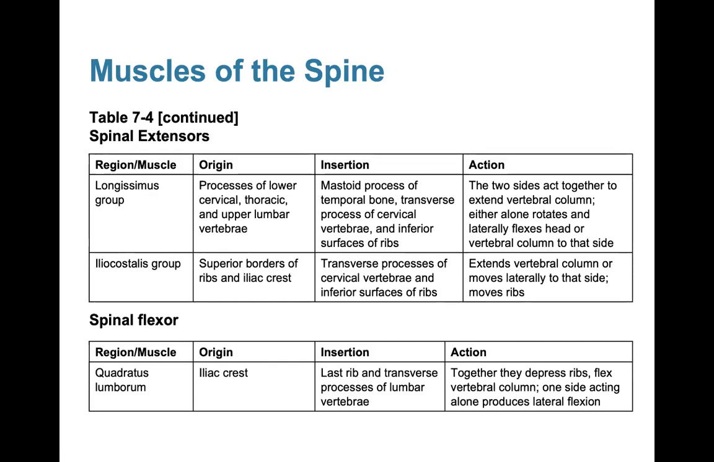So very similar functions here. So that's why we tend to group these things together. And then finally, the iliocostalis group, this will extend the vertebral column and moves laterally to that side. Your spinal flexors, this is the quadratus lumborum. Together they press the ribs. They will flex the vertebral column. One side acting alone produces a lateral flexion.